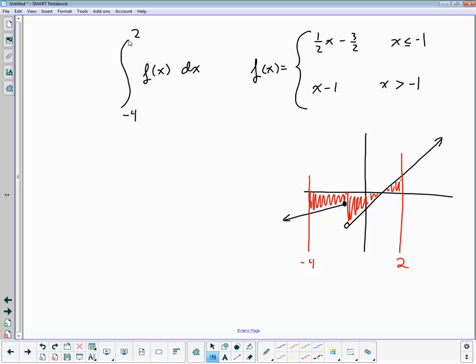What do you think we got to do? Absolutely. We have to split this sucker up into different integrals. So from -4 up to -1, it looks perfectly normal with that function, the upper of the two piecewise functions. So we're going to split this up into -4 to -1.